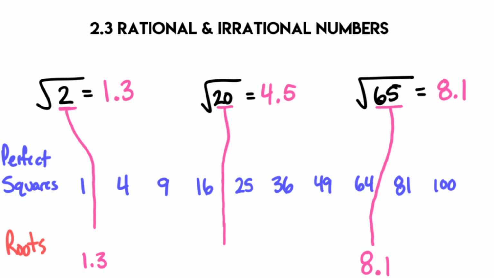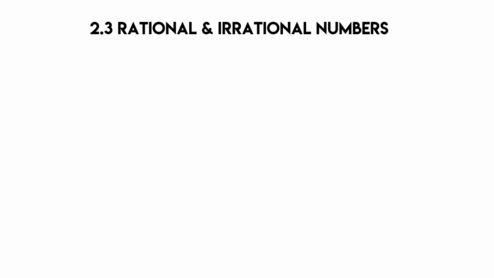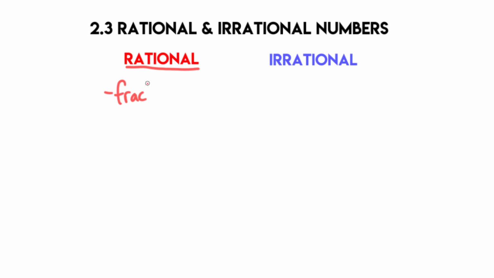I'm going to clear my drawing layer here, and let's talk about what it means for a number to be rational or irrational. The very first one, rational. This means that a number can be expressed as a fraction. That is kind of the definition of rational. It is a number that can be expressed as a fraction.